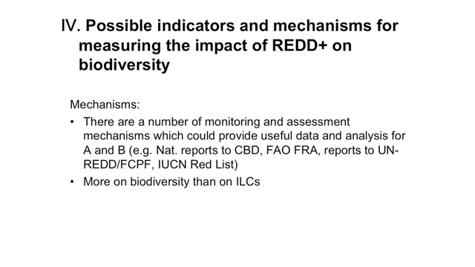Now, with regards to mechanisms to measure those indicators, there are already a number of monitoring and assessment mechanisms out there that could provide the useful data and analysis for the global indicators. And these mechanisms include the reports that we get from our parties on their national status of biodiversity. We get those reports every 4 years, and depending on the country where we get that from, they can vary quite a bit in their quality.